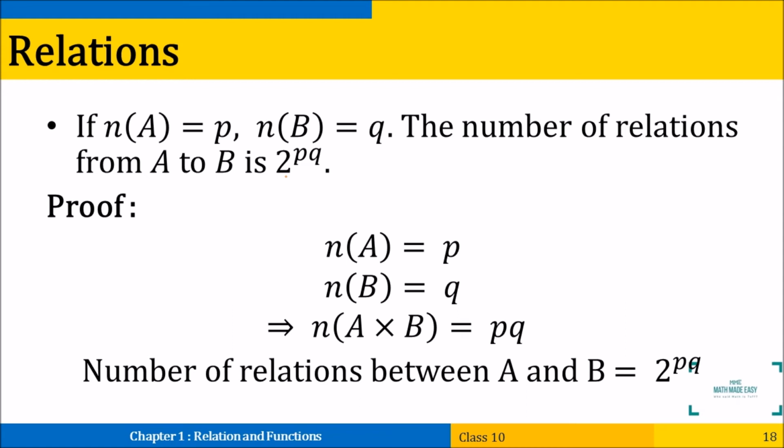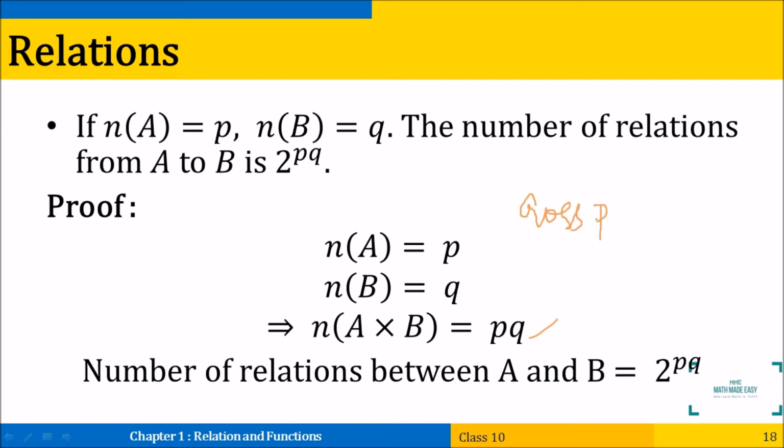We are given that the cardinality of set A is P and the cardinality of B is Q, and we note that the number of elements inside the cross product of A and B is P times Q. The number of elements in the cross product A cross B equals the number of elements in A times the number of elements in set B. So as per the property, the number of elements in A cross B equals P times Q, or simply PQ.